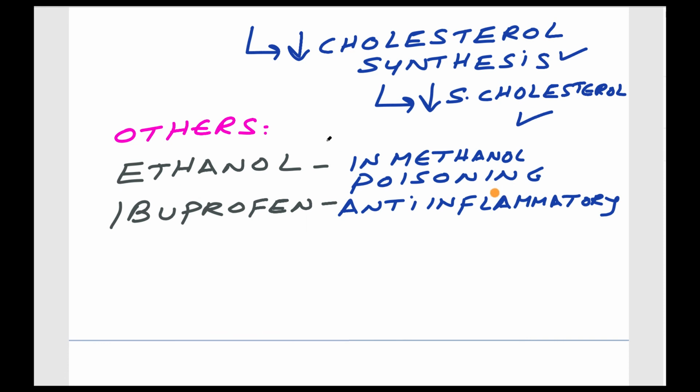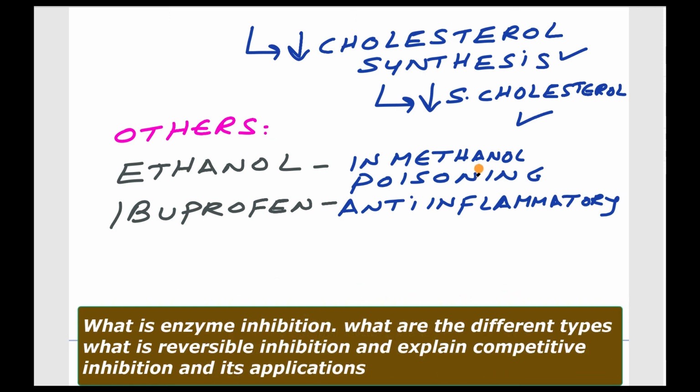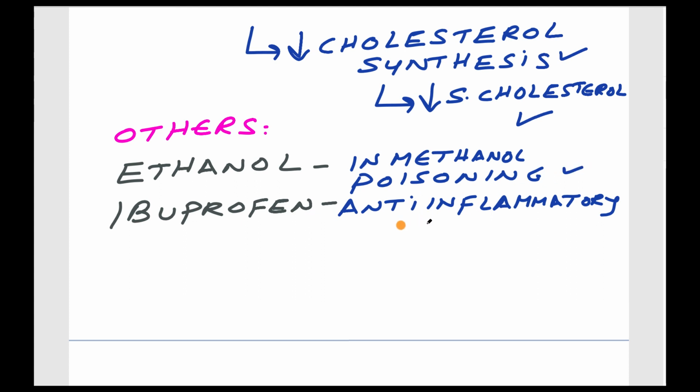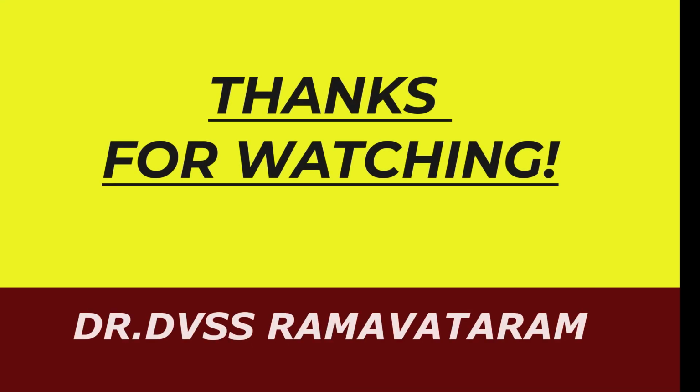Other inhibitors: ethanol is a structural analog of methanol and is used in methanol poisoning cases. Ibuprofen inhibits cyclooxygenase and is an anti-inflammatory agent. These are the various aspects of enzyme inhibition, including competitive inhibition.